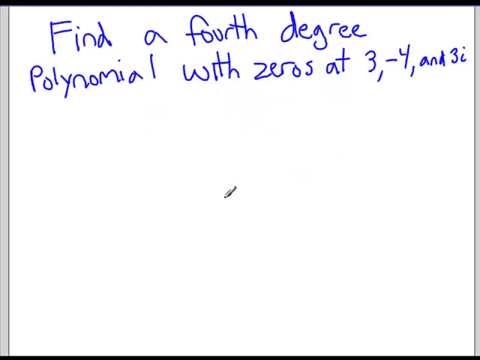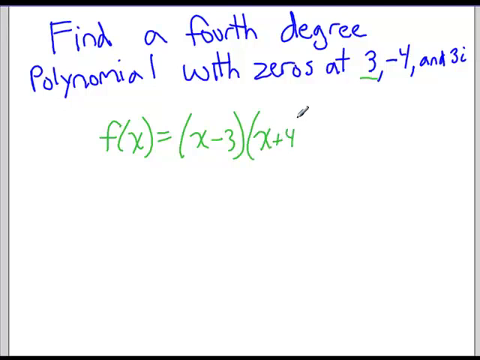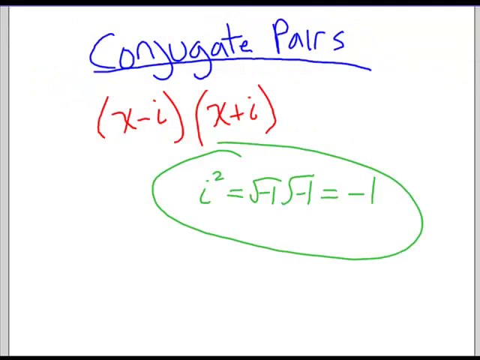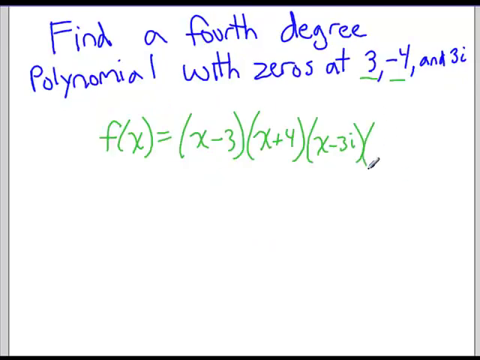Alright, so say we're asked to find a fourth degree polynomial with zeros at 3, -4, and 3i. Well, just look at this. We know there must be an x minus 3 term for this one. We know there must be an x plus 4 term for this one. We know there must be an x minus 3i term. And, because we know that they come in pairs, we know that there must be an x plus 3i term.